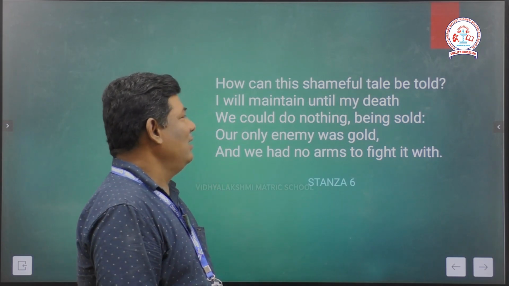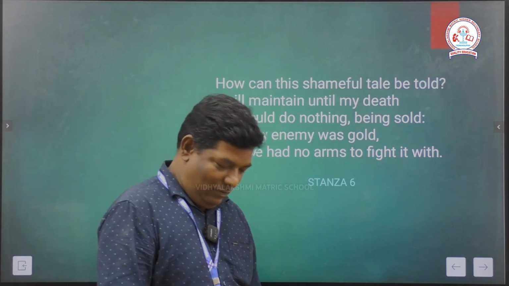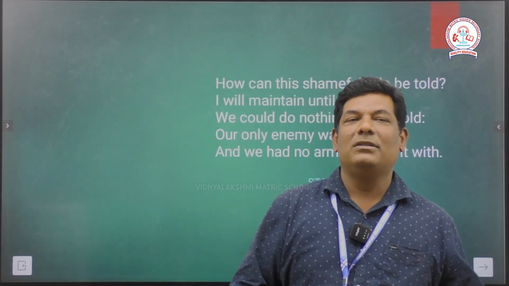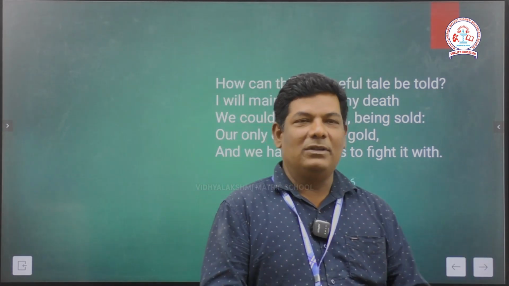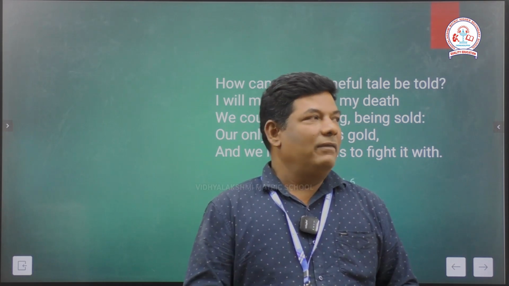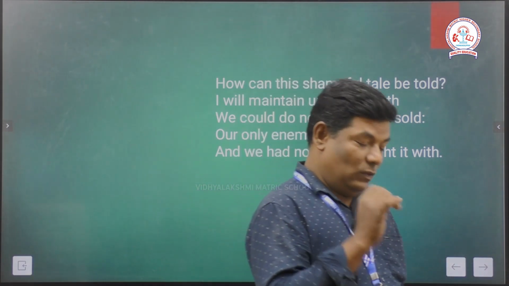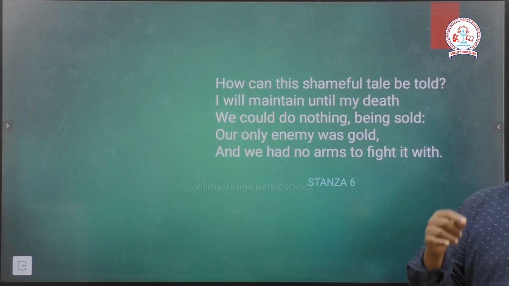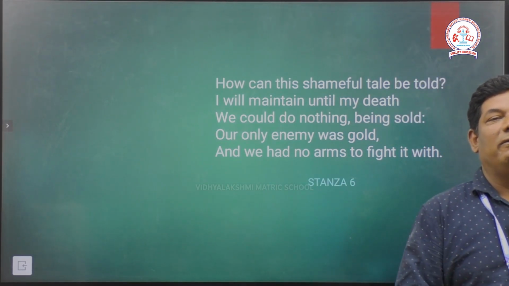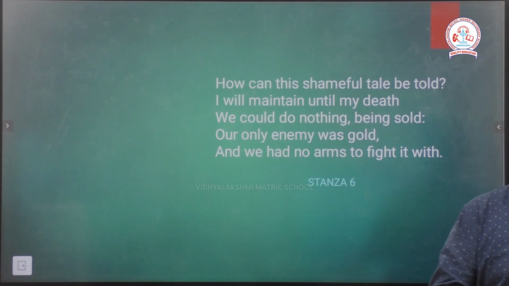We could do nothing, being sold. He says we could do nothing. Of course, our captain is brave. We are truthful to him. We have provender. We have weapons. But we could not do anything because we were sold. Sold means we received a bribe. The old man received a bribe. When he receives a bribe, he is being sold. He could not do anything.